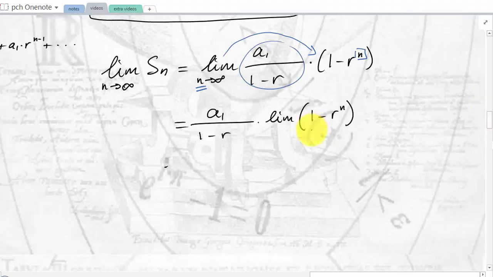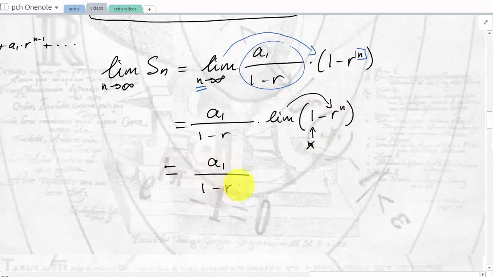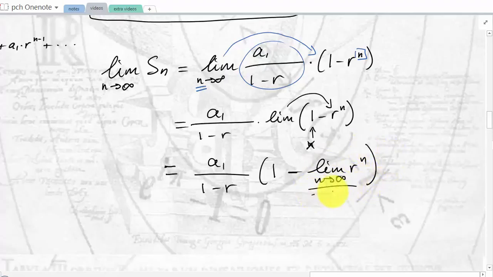Now again, this is not a function of n, so my limit can move further inside, and I have a1 over 1 minus r times 1 minus the limit of r to the n as n approaches infinity. And this, guys, goes back to a result we covered in lecture 63. We know this limit. The only case that is interesting to us is when this limit is 0.